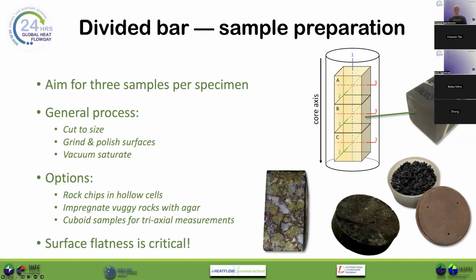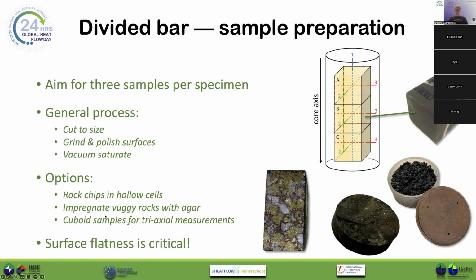Now, the divider bar is an instrument that can also measure the thermal conductivity of rock chips, drilling chips, if those chips can be packed tightly into a retaining cell, and then the thermal properties of the entire cell can be measured in a divider bar, and then the influence of the cell itself can be mathematically removed to infer the thermal properties of the material inside the cell. So that shows the principle of sample preparation for divided bar.